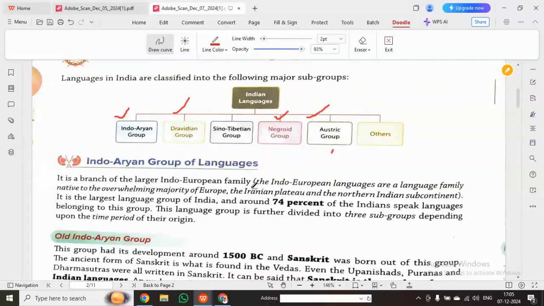It is a branch of the larger Indo-European family. It comes in Indo-European, Indo-Iranian. So the languages kind of came from there. Of course, the Indo-European languages are a language family native to the overwhelming majority of Europe, the Iranian plateau and the northern Indian subcontinent. It is the largest language group in India. More than 70% of people speak the Indo-Aryan languages.